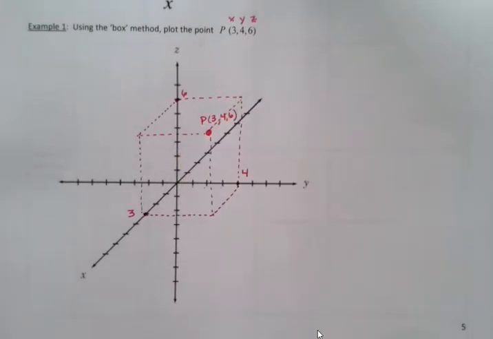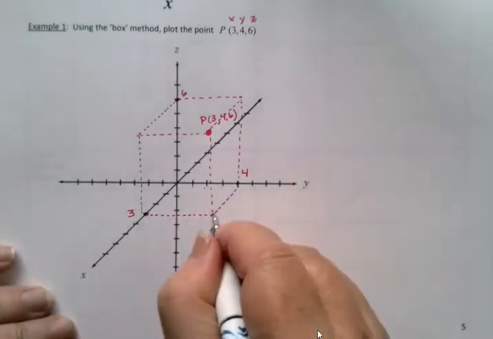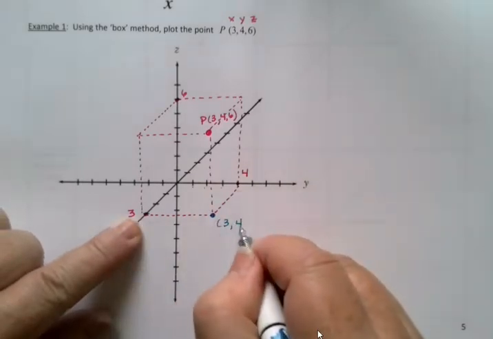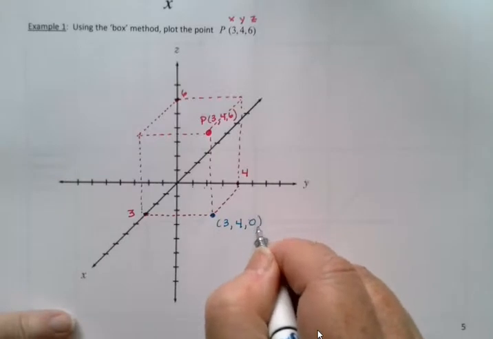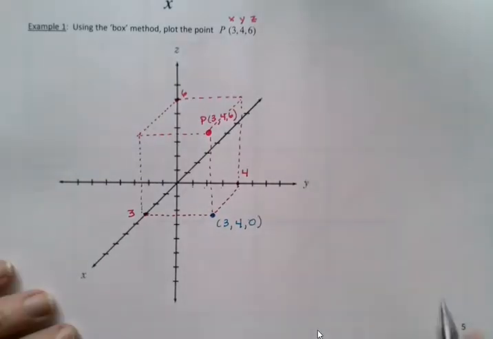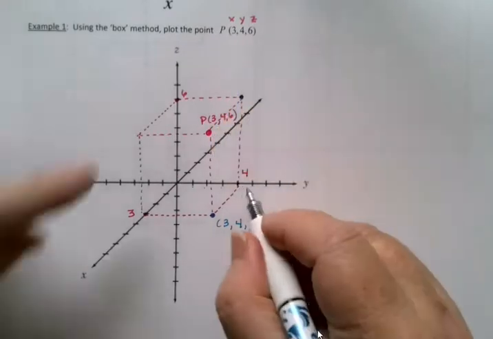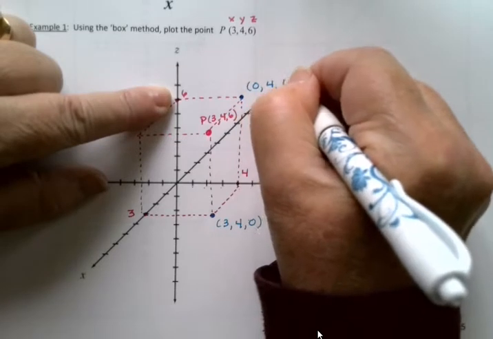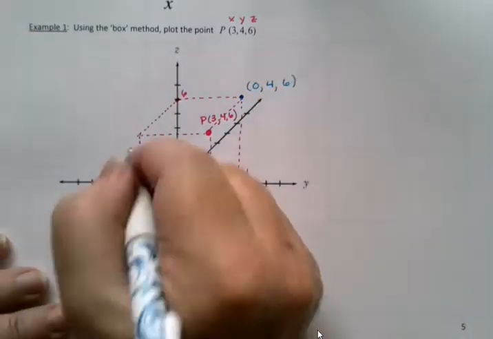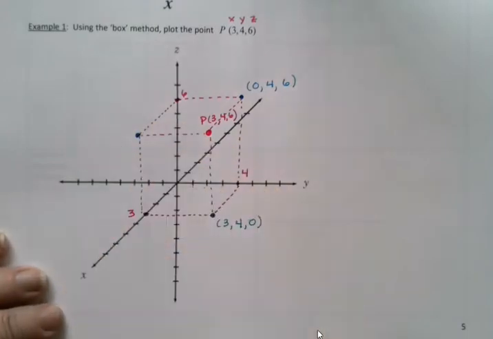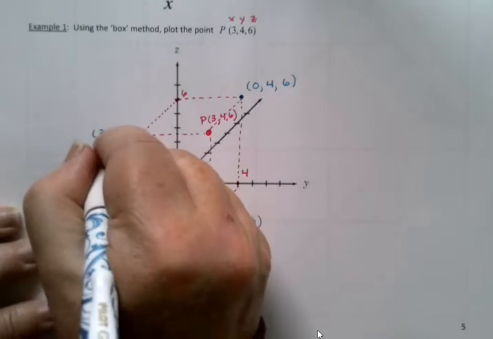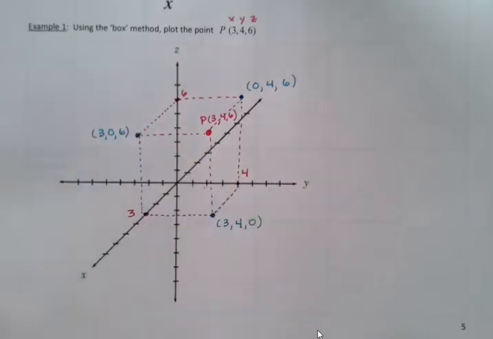Just for a little practice, we can actually label all of the other corners of the box as well. For example, this first corner was at x equal 3, y equal 4. And we hadn't gone up at all, so z would be 0 there. This point is in the yz plane, so x is 0, y is 4, and z is 6. This point is in the xz plane, so x is 3, y is 0, z is 6.